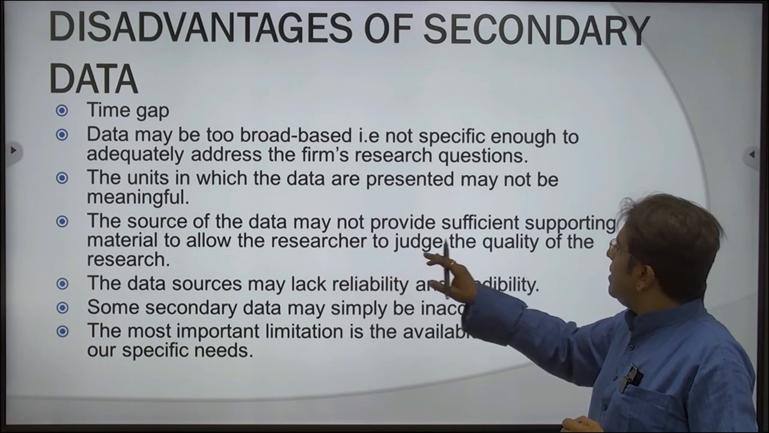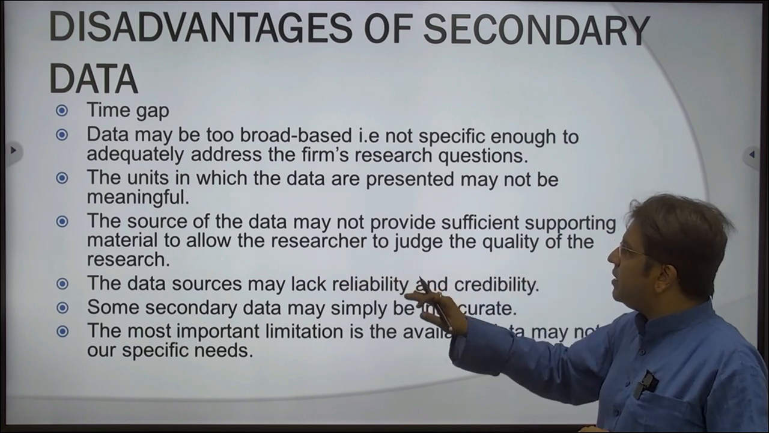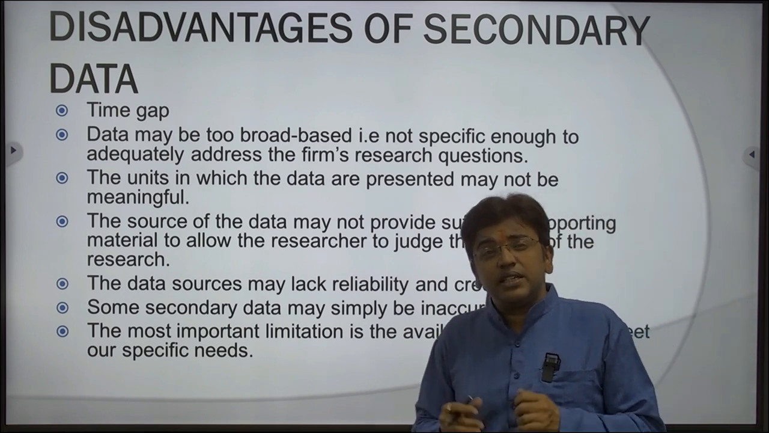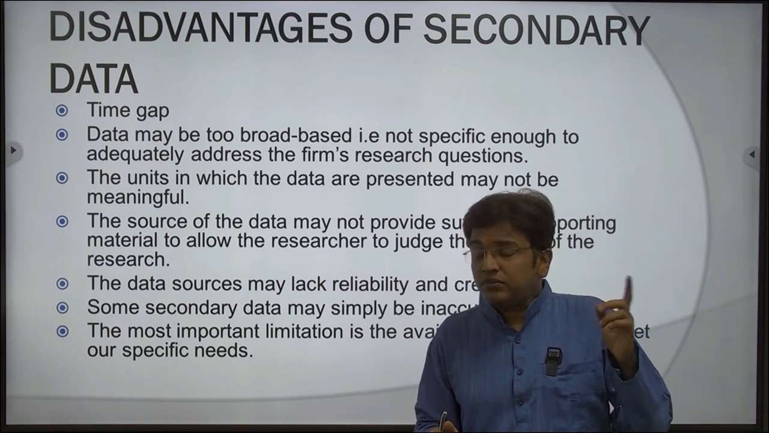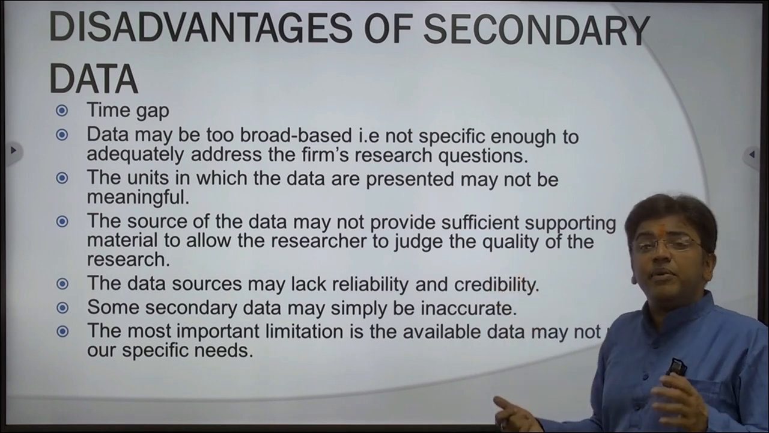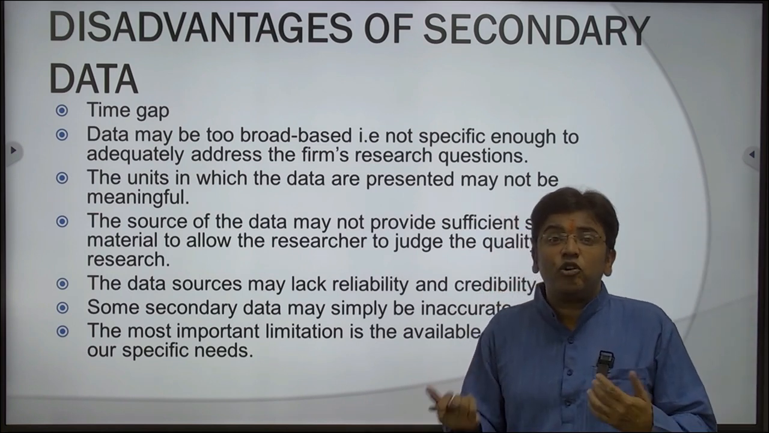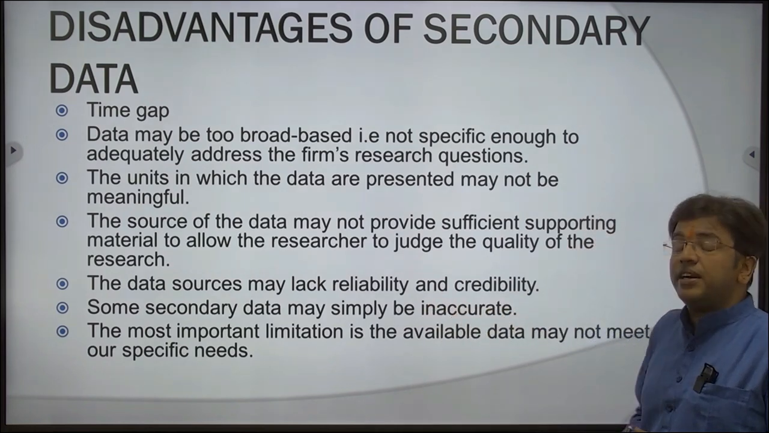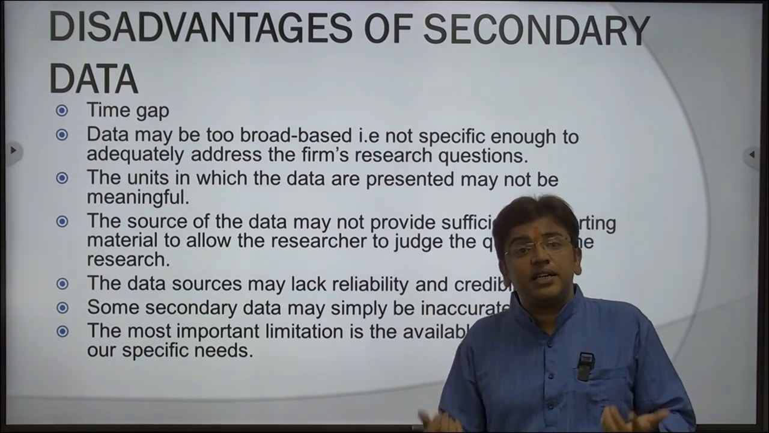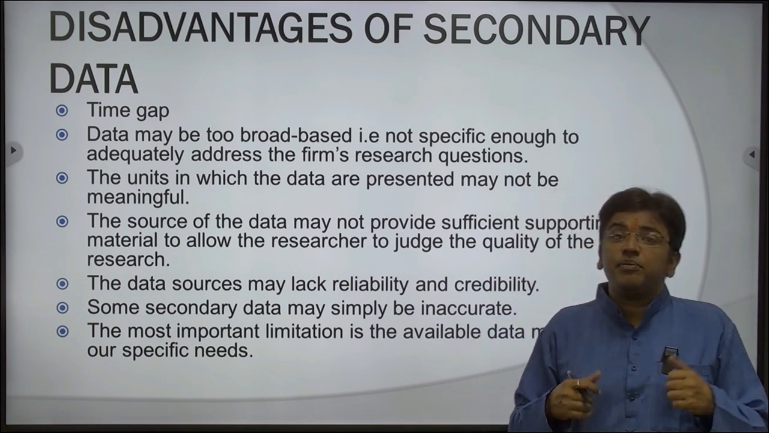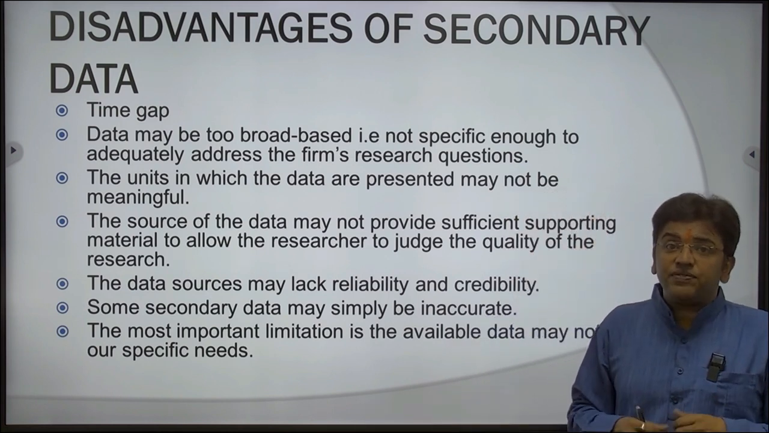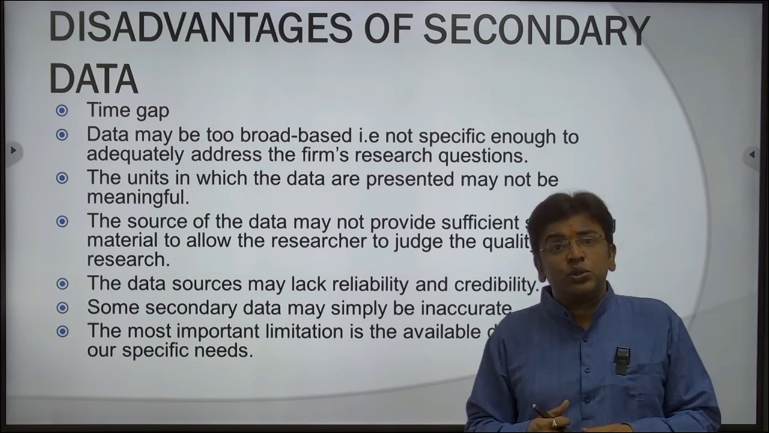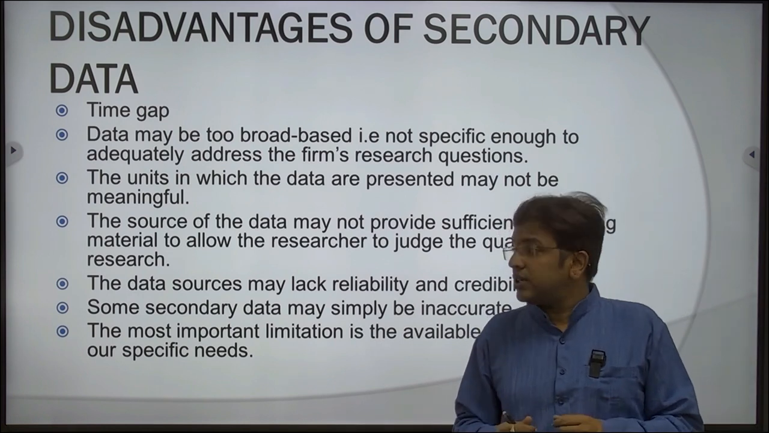The sources of the data may not provide sufficient supporting material to allow the researchers to judge the quality of the research. It means the sources of the data are different and may not provide sufficient information on the method of collection of the data. Then the data sources may lack reliability and credibility. How the data is collected, whether it is collected by a reliable source, the credibility of the data is very important. For secondary data, a researcher doesn't know whether the data is reliable or not.